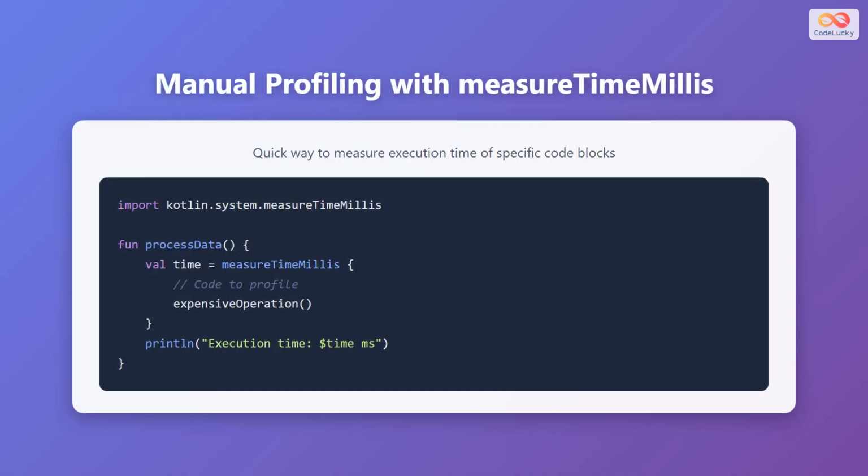For quick and simple profiling, Kotlin provides the measureTimeMillis function, which is a fast way to measure execution time of specific code blocks. You import it from kotlin.system.measureTimeMillis. Then you wrap the code you want to profile inside the measureTimeMillis block. The function returns the execution time in milliseconds, which you can print or log. This approach is perfect when you want to quickly check how long a specific operation takes without setting up a full profiling session.